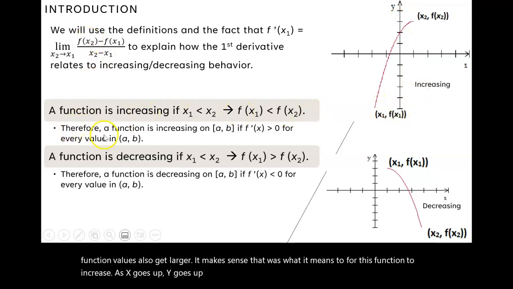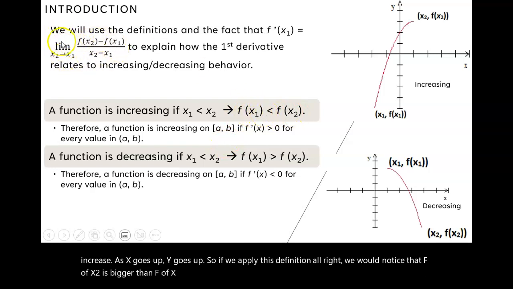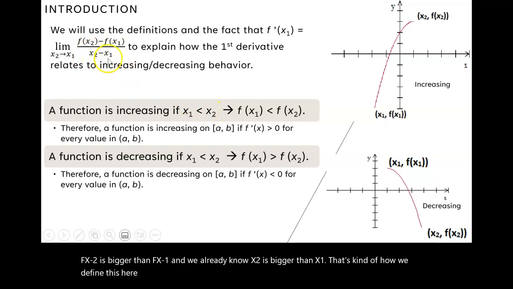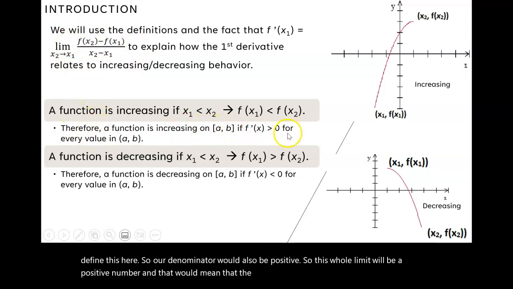So if we apply this definition, we would notice that f of x2 is bigger than f of x1. Going back to this limit definition up here, we would see that the numerator would be positive because f of x2 is bigger than f of x1. And we already know x2 is bigger than x1, that's how we defined this here. So our denominator would also be positive. So this whole limit will be a positive number. And that would mean that the derivative is bigger than 0 in order for a function to be increasing.